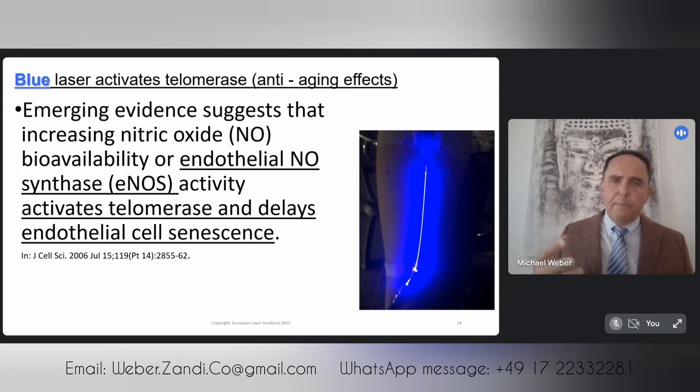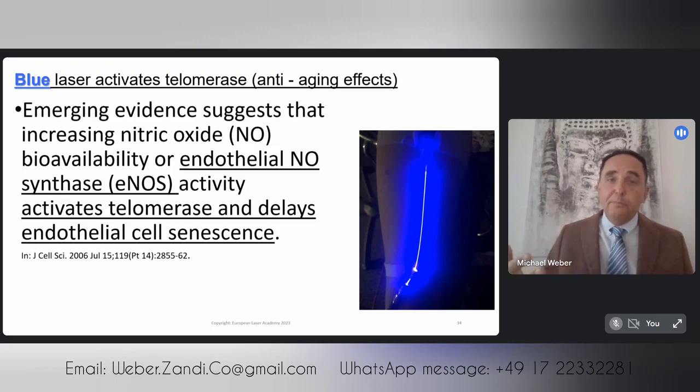There are more and more papers showing that an increase of the bioavailability of NO, nitric oxide, especially, there are 4 forms of NO, especially the bioavailability of endothelial NO, increases the activity of the telomerase and delays the endothelial cell senescence. So when we talk about atherosclerosis and rigidity of the vessels, blue light irradiation seems to have a positive effect, to slow down this progress.